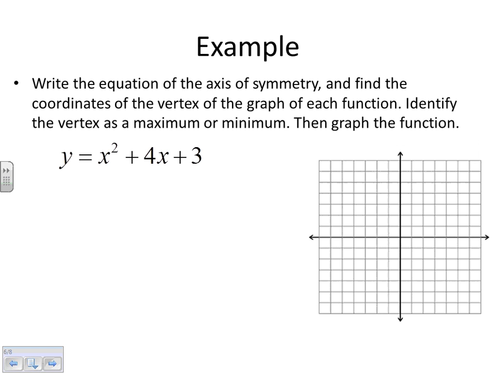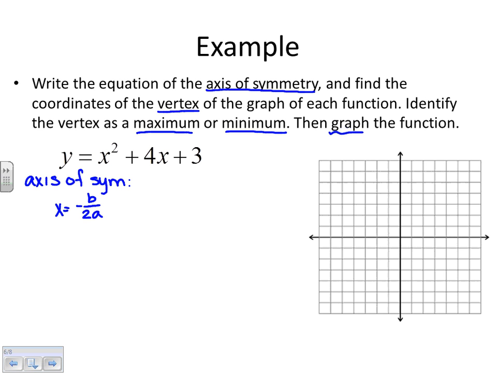All right, now this example is a little bit different. We want to find the axis of symmetry. We also want to find the coordinates of the vertex, and we want to find if it's a maximum or a minimum, and then we're going to graph it. Okay, so first of all, we want to find our axis of symmetry. And if you can remember, we had that formula that I told you was really important, and that was x equals -b over 2a.